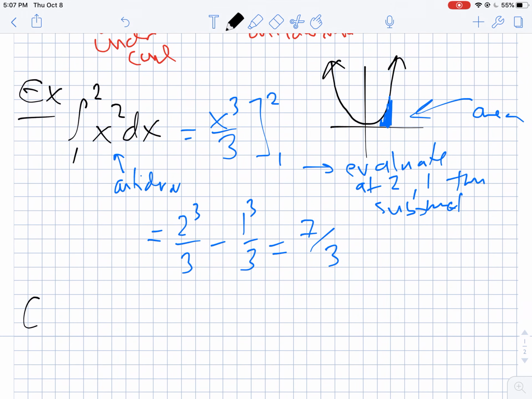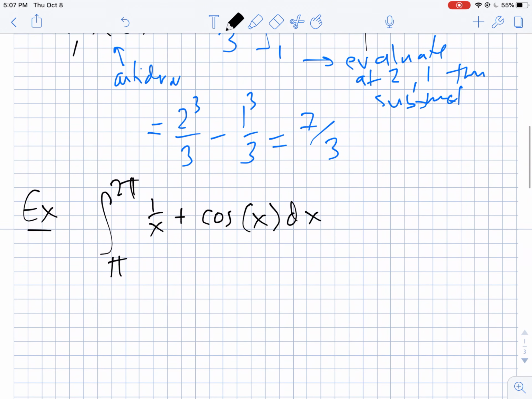Let me show one more example of that. Say I ask you to take the integral from pi to 2 pi of 1 over x plus cosine x. Again, this is a weird, wacky function where finding the area would be somewhat difficult, but this is one that you can find. It actually cleans up really nicely. You integrate 1 over x, and that's ln of absolute value x. The derivative of sine is cosine, so this side's still positive, going from pi to 2 pi.